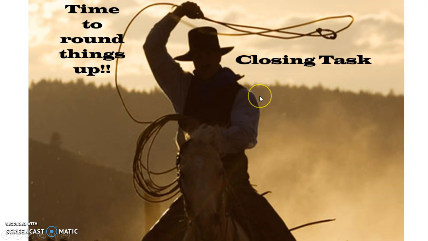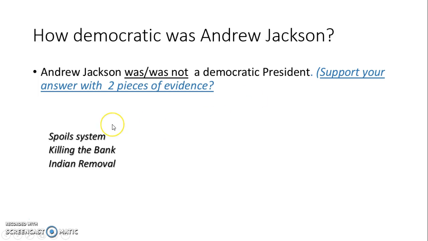All right, this is a pretty long closing task. Let's get to it. Andrew Jackson. You're going to take out a piece of paper and title this, How Democratic Was Andrew Jackson? You're going to answer this question that we've been working on all week. So this is going to be your first sentence, and you're going to decide was or was not. I'm going to tell you right now, there is no right answer. There is no wrong answer. What I am looking for is how you can prove your answer.